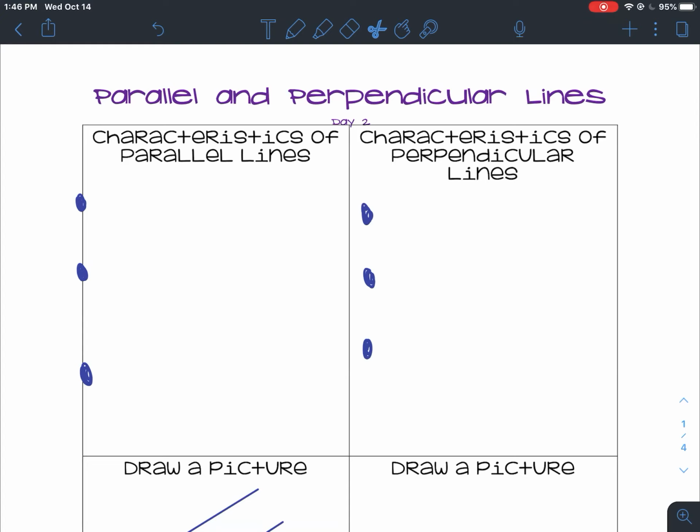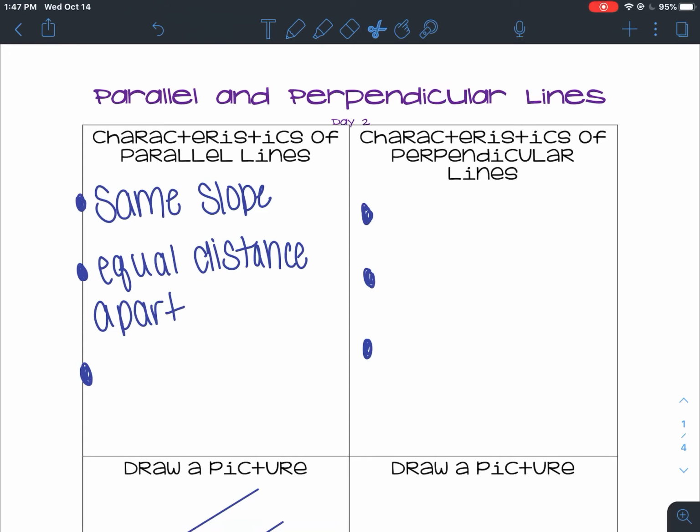So I think one of the easiest ones is to talk about the slope of parallel lines. They have the same slope. So same sign, same number. They are also equal distance apart. And since they're equal distance apart, they will never touch or intersect each other.